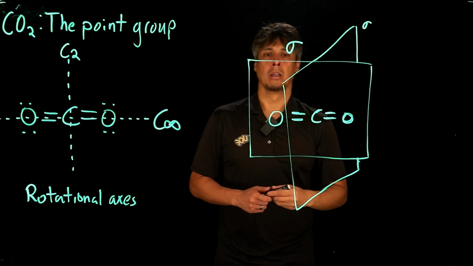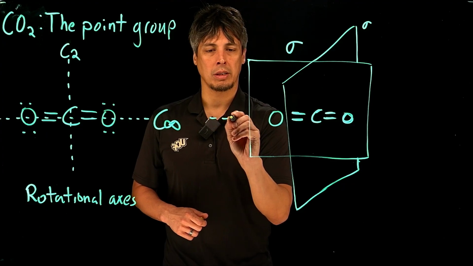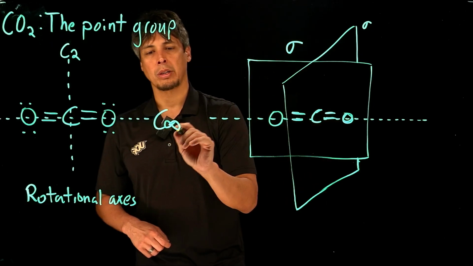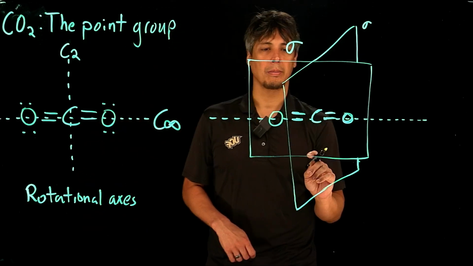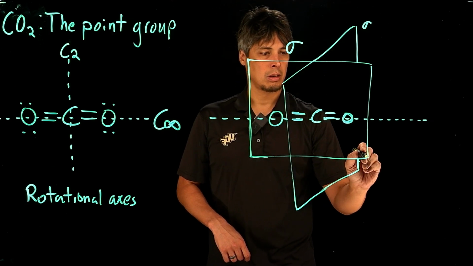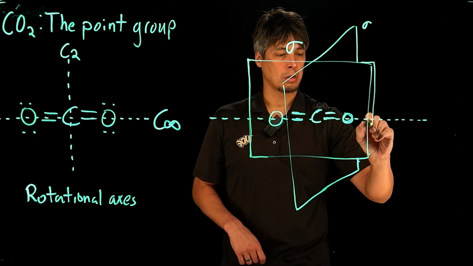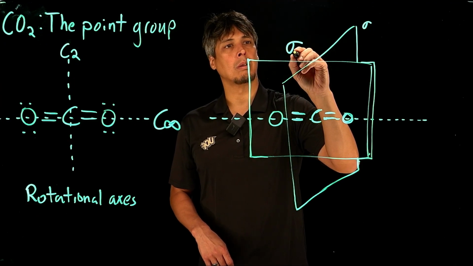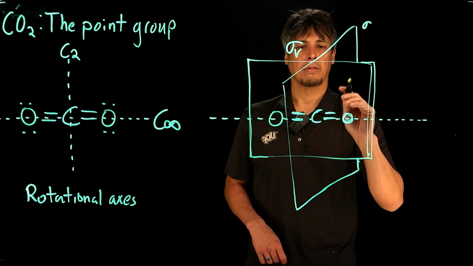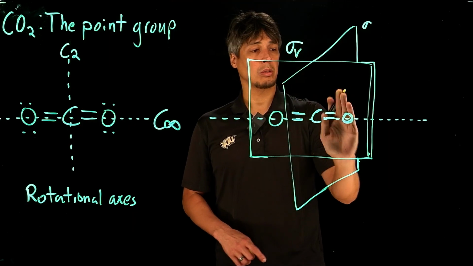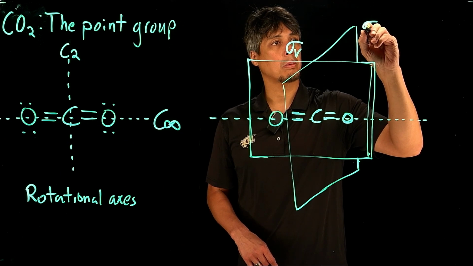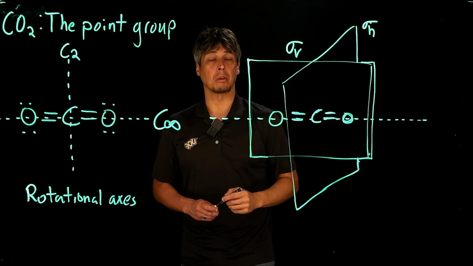Then we have another one that is perpendicular to this as well. If we think of this in relationship to the highest order rotational axis, which is our C infinity, what we see is that one of these mirror planes includes the internuclear axis. So we refer to this as sigma v, a vertical mirror plane. Versus the other one, which is perpendicular to this internuclear axis, and we refer to that as a horizontal mirror plane.